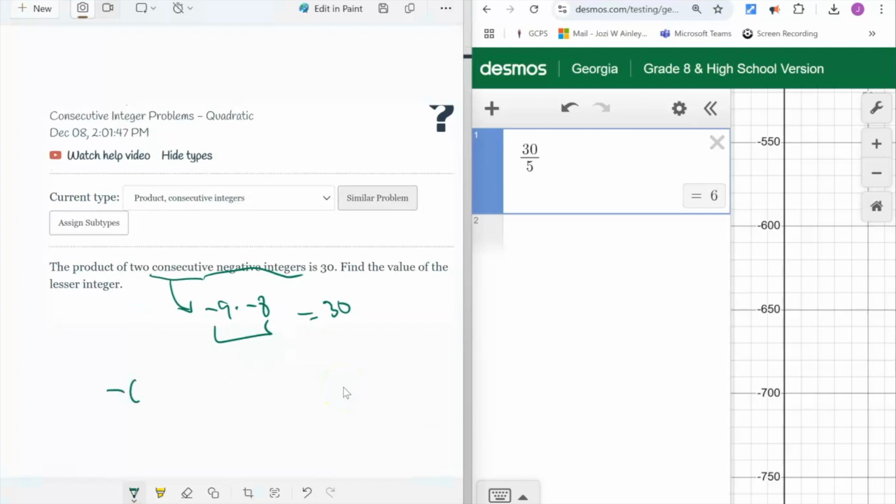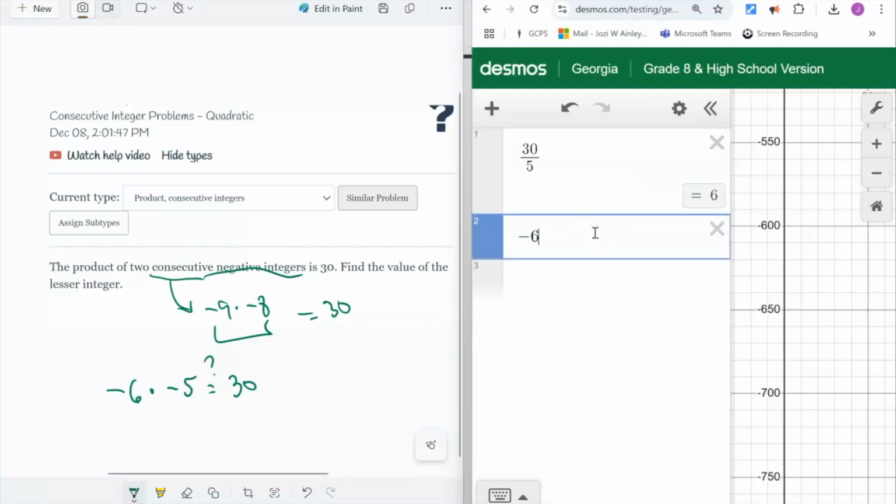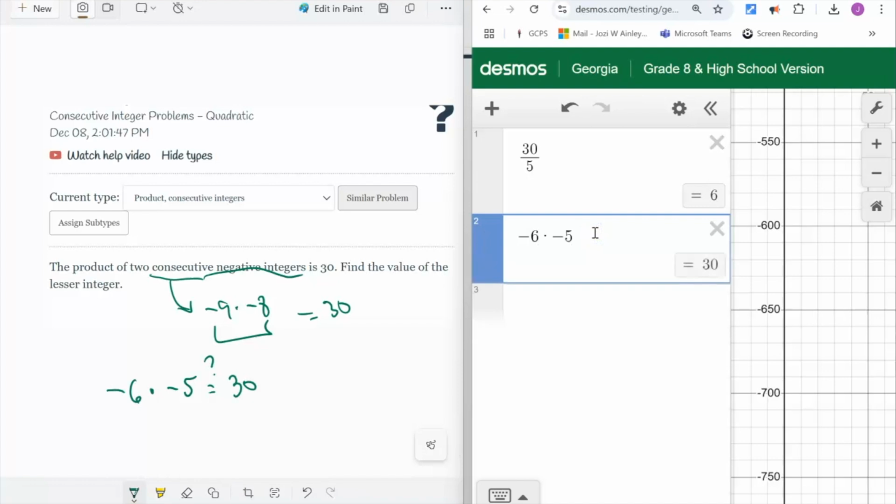So if I had negative 6 times negative 5, would that give me positive 30? This is the question that we're asking. So let's take a look at it. We got negative 6 times negative 5, and yes, that gives me 30. So these are my consecutive negative integers. So that's the London's method that we came up with.